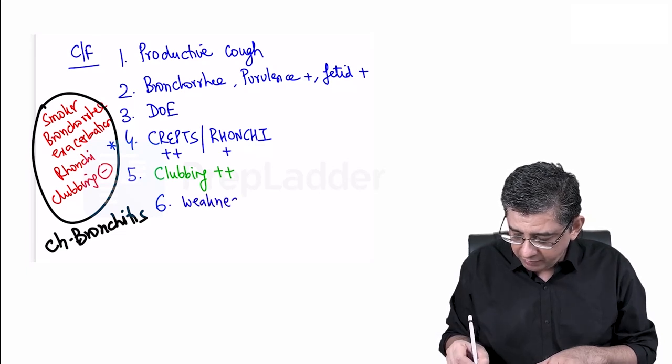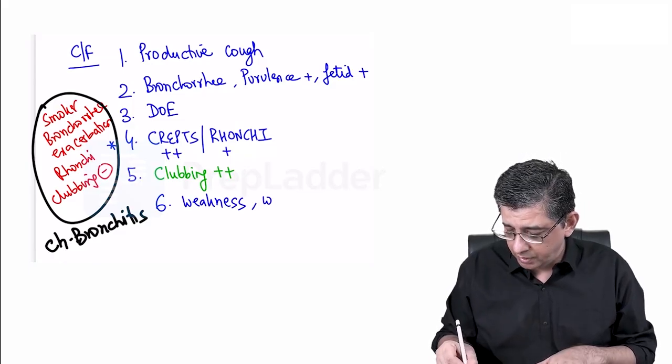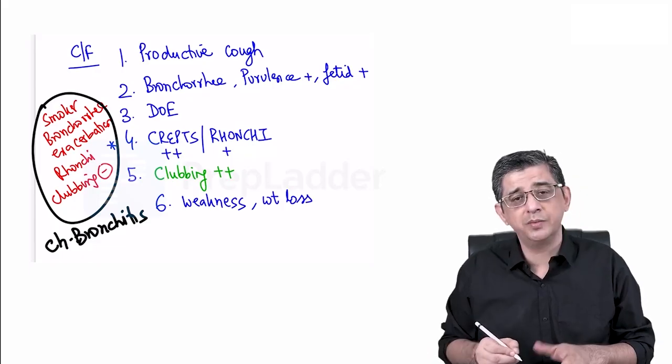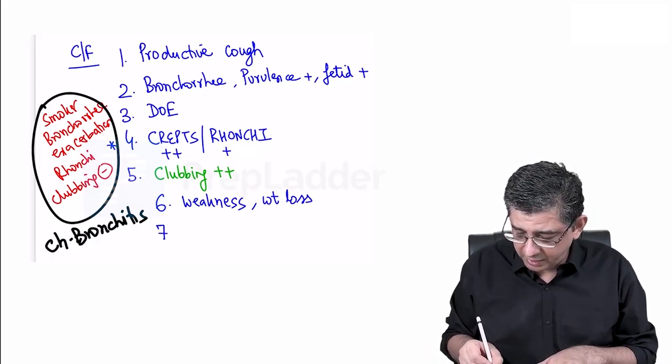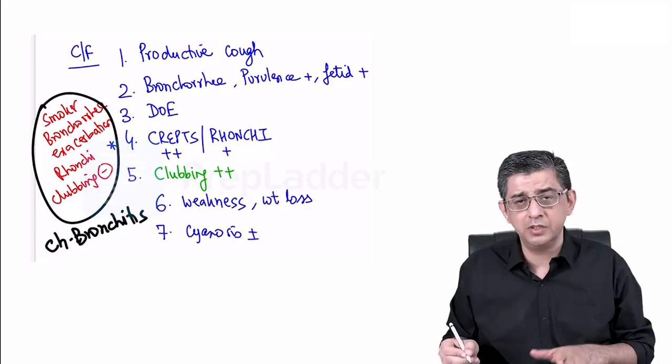Because this is obstructive airway disease, it will contribute to hypoxia, so the person will feel tired all the time. There would be weight loss, and subsequently cor pulmonale findings can occur in the patient. Cyanosis can be present even in these patients.